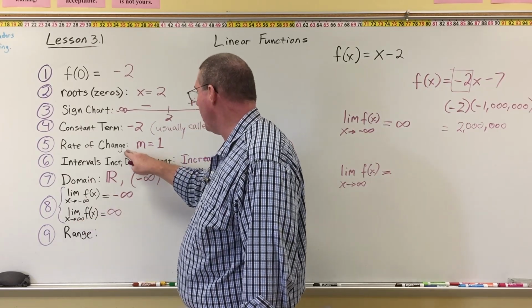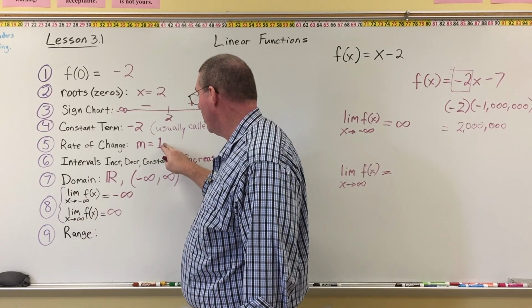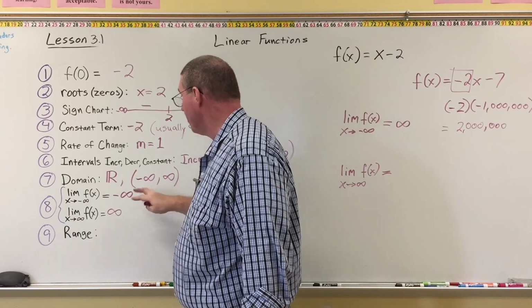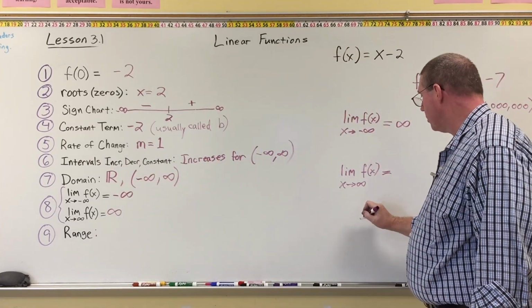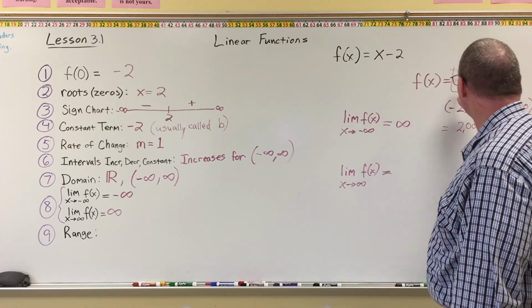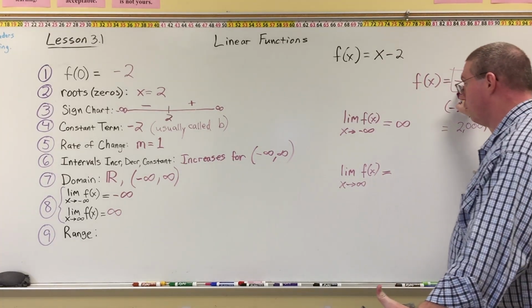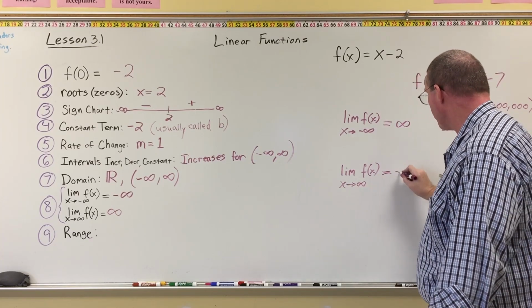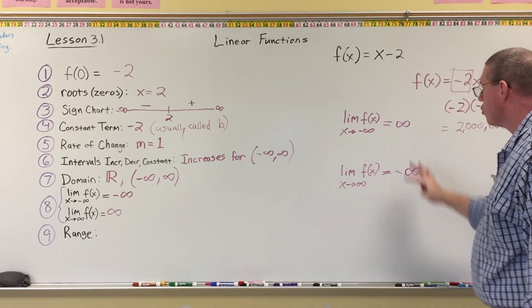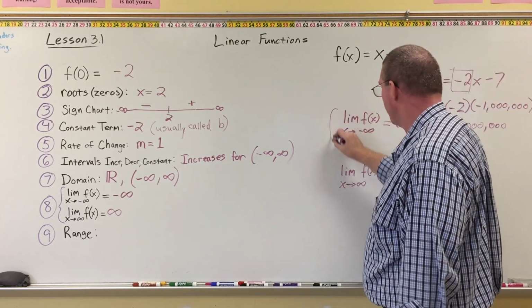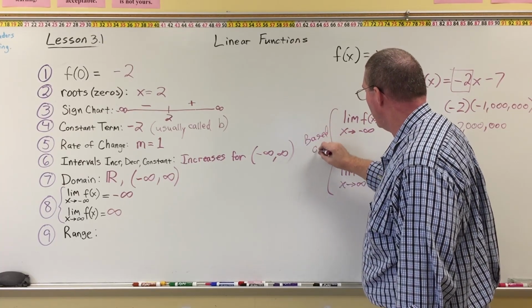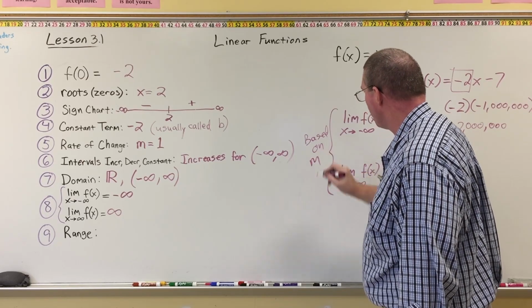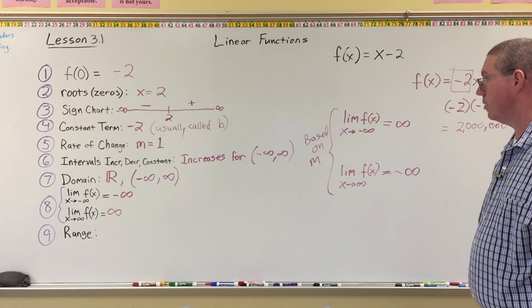But when the rate of change is a negative number, like negative 2 over there, it reverses it. If I plugged in 1,000,000, 1,000,000 times negative 2 is negative 2,000,000. So my positive numbers are becoming negative. All of this is based on m, the rate of change. It's based on the rate of change.